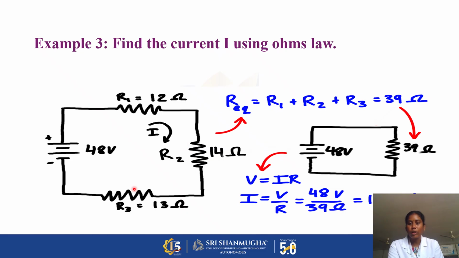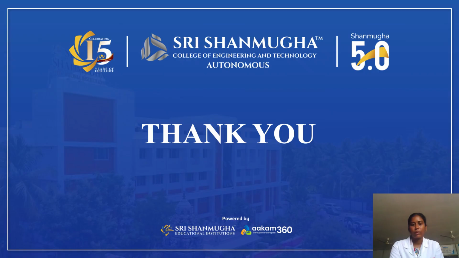All the three resistors are connected in series. If the resistors are connected in series, we can easily convert all the three resistors into a single equivalent resistor, and the single equivalent resistance value is calculated by the sum of the three resistors, R1 plus R2 plus R3. So that is 39 ohm. All the three resistors are replaced by a single resistance 39 ohm. Now we have a supplied voltage V and resistance R. So the I value is equal to V by R. So 48 divided by 39, it gives the answer.